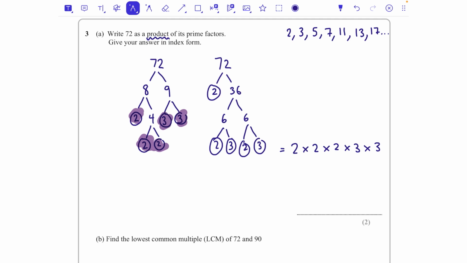However, it says give your answer in index form. So that means where we've got 2 times 2 times 2, we need to write that as 2 cubed times 3 squared. There we go.